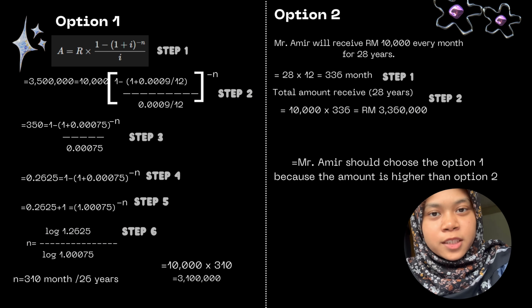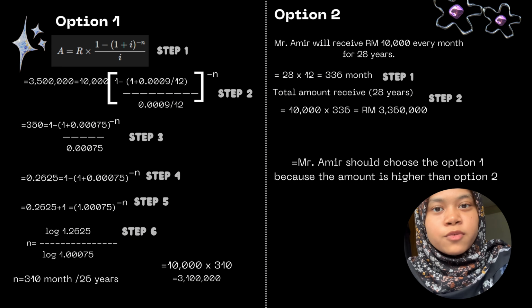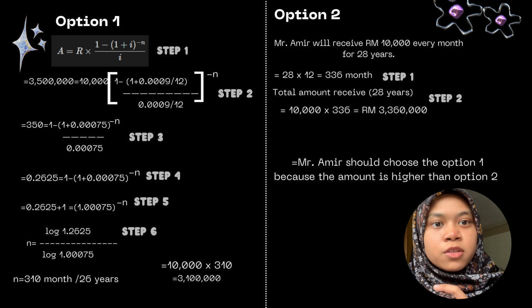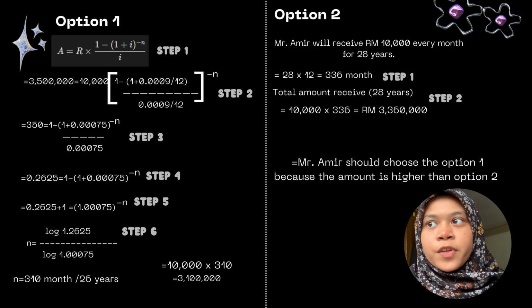So for the first option, the first step is we need to identify the formula first. For this question, we use the present value formula. Step 2 is we need to enter the numbers in the formula. So A is 3,500,000 ringgit, R is 10,000 ringgit, 1 minus (1 plus i) where i is 0.009 over 12, to the power of negative n, over 0.009 over 12.